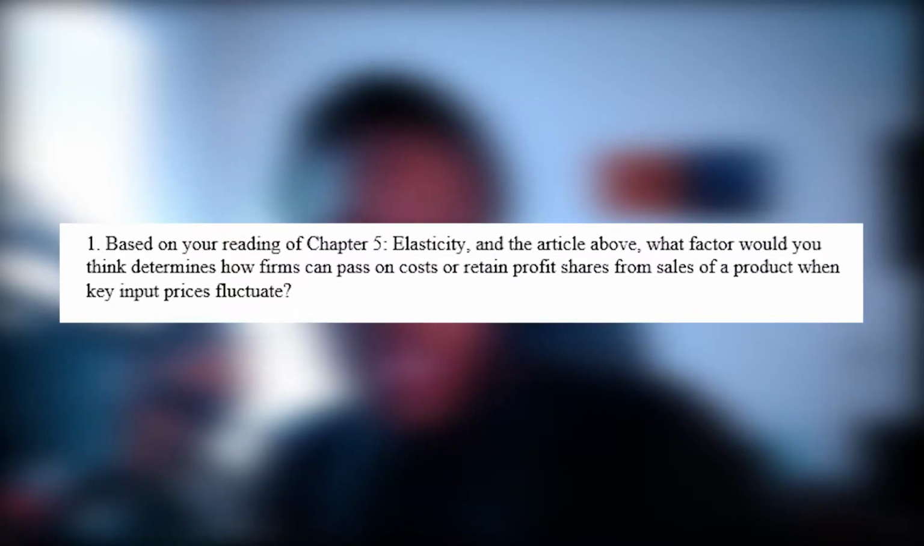Question 1 under the review reads, based on your reading of Chapter 5, elasticity in the article above, what factor would you think determines how firms can pass on costs or retain profit shares from sales of a product when key input prices fluctuate? The text cites technological advances in aspirin production, which drastically increases the production efficiency. The technology used saves a lot of money in the long term, but could cost a handsome amount up front. This would be the biggest factor in how much savings can be passed down to the consumer, depending on if, and if so, how, the said aspirin company can afford to implement this technology.